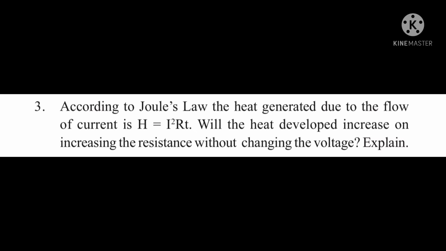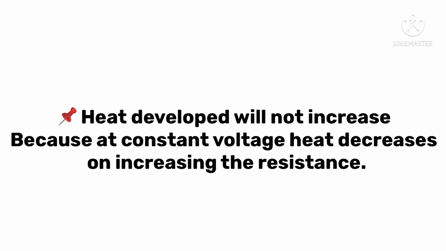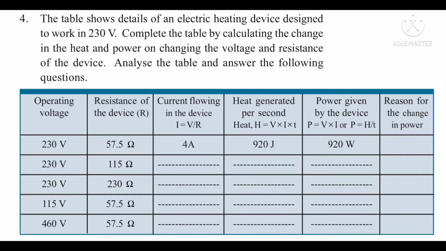Third question is, according to Joule's law, the heat generated due to the flow of current is H is equal to I square RT. Will the heat developed increase on increasing the resistance without changing the voltage? Explain. Heat developed will not increase because at constant voltage heat decreases on increasing the resistance.